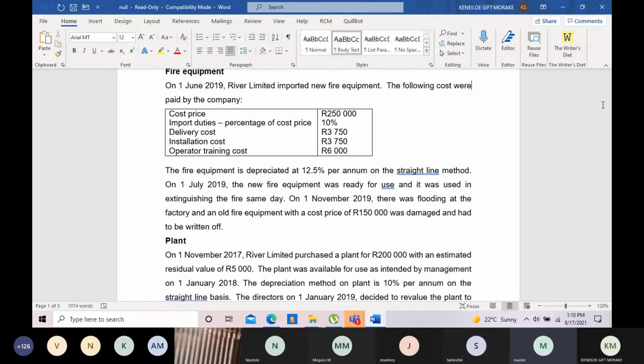Let's carry on now. The fire equipment is depreciated at 12.5% per annum on straight line method. Now you know I wrote that we have to take the cost price. From there, we apply the percentage to get the depreciation. Then let me continue. On the 1st of July 2019, the new equipment was ready for use, and it was used in extinguishing the fires on the same day, meaning it was brought into use on the same day, right? So on the 1st of November 2019, there was flooding at the factory, and old equipment.